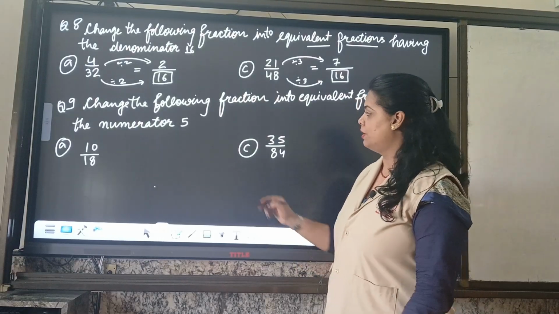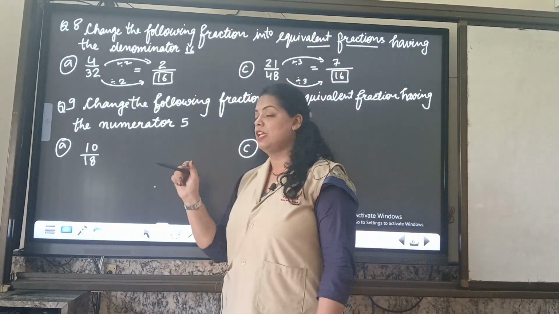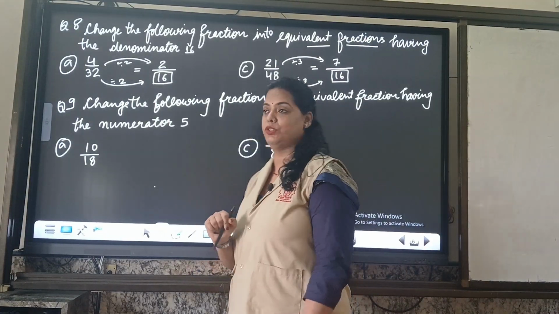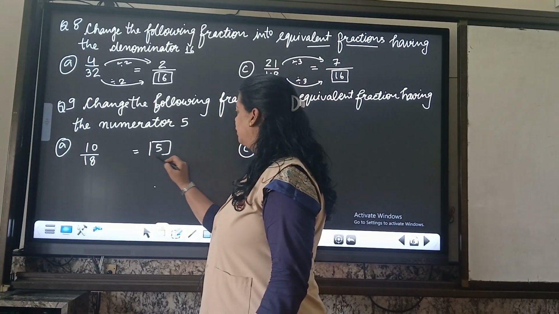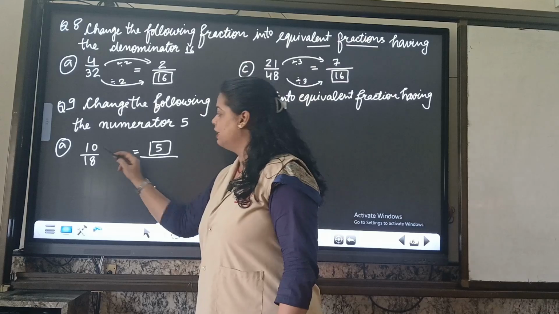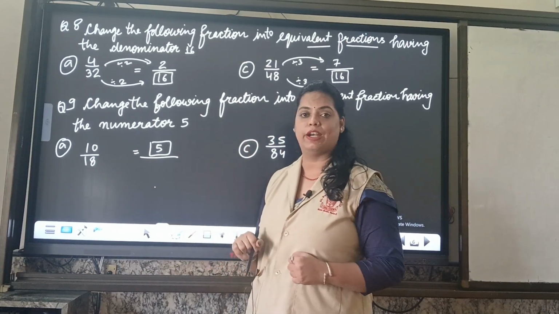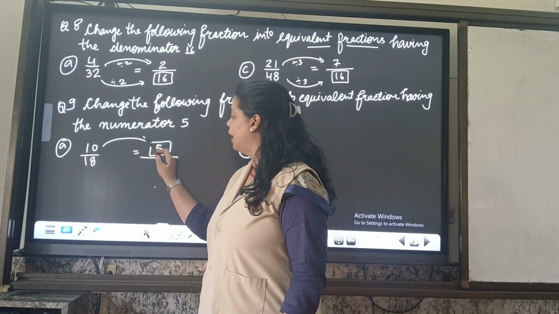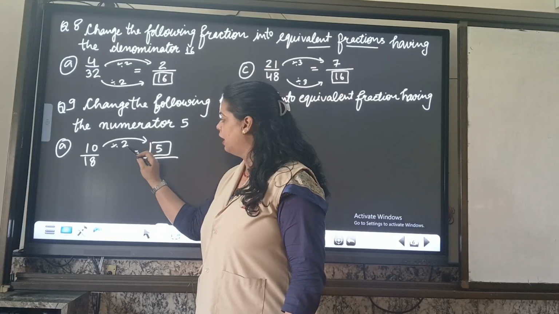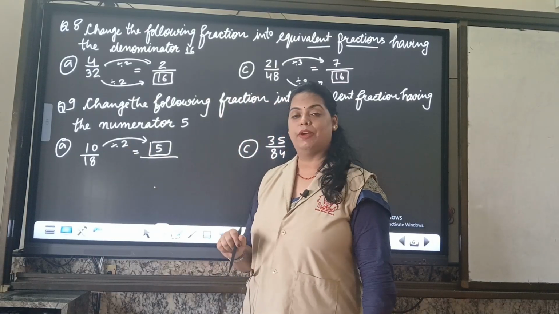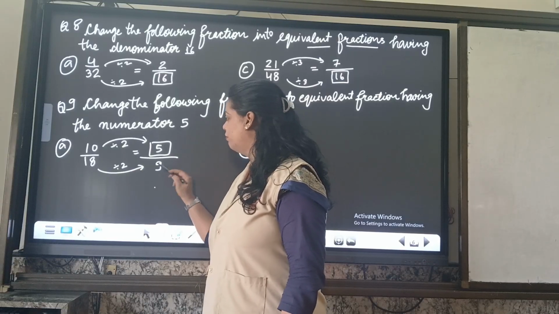Now in question number 9, change the following fraction into an equivalent fraction having the numerator 5. This time we are going to convert our numerator into 5. This is the same concept. Now 10 is a big value, 5 is a small value. Again divide both numerators and the quotient will be your required number. So by dividing, the quotient is 2. 10 divided by 2 is 5, and here divide by 2, it will give you 9.